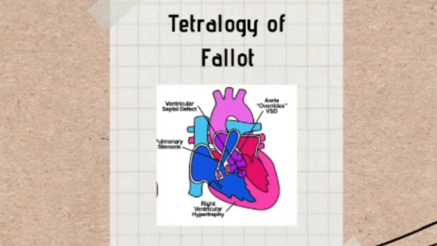The next type is tetralogy of Fallot. This is a rare combination of several defects. The defects making up tetralogy of Fallot are ventricular septal defect, pulmonary valve stenosis, right ventricular hypertrophy, and overriding aorta.